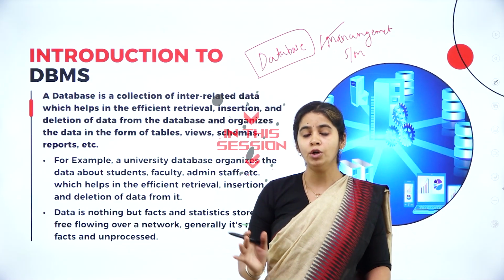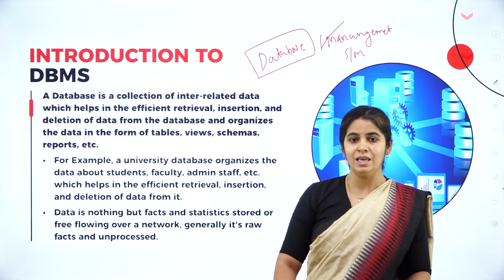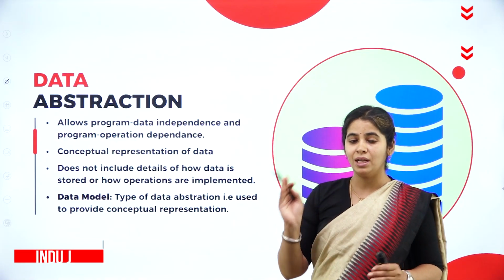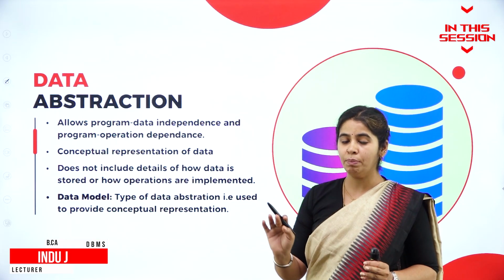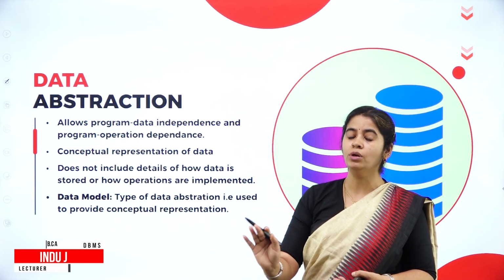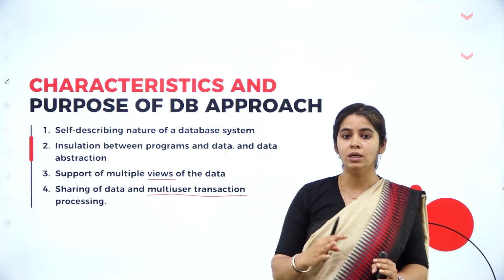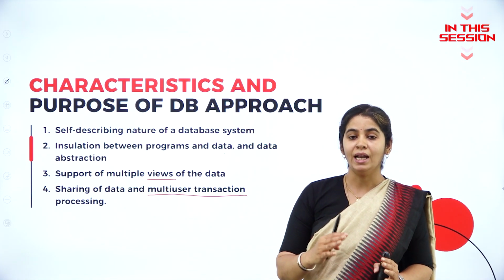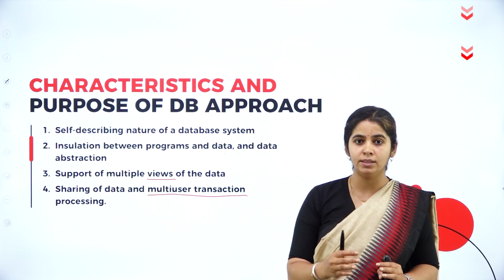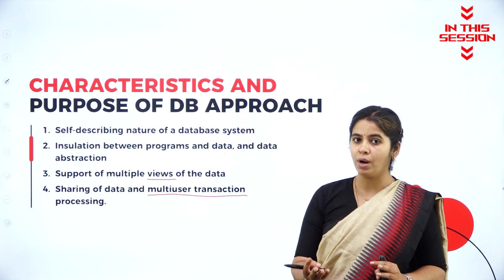Interrelated data put together in a particular format in a particular place is called what? Database. Since program data and program operation are independent of each other, we are able to provide abstract information to the user. Not only viewing the data, multiple users can also transact on the database. They can fetch, they can update, they can delete. Multi-user transaction is also provided.